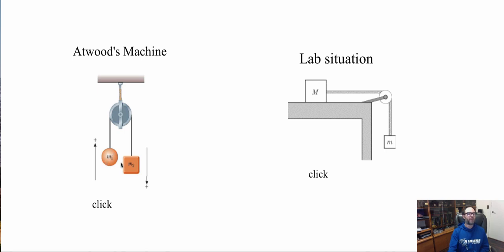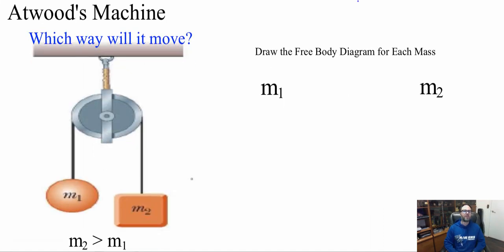So let's first take a look at how we solve things with this Atwood machine, where we have two masses that are in the balance, and one will obviously go up and one goes down if the masses are different. So let's take a look at our first example of an Atwood machine. In an Atwood machine, we have two masses suspended by a pulley. If the masses were equal, we would assume that neither of them would accelerate because the forces would be equal. In this case, though, we know that mass 2 is greater than mass 1. Therefore, by logic, we could assume that mass 2 would have a greater force, and mass 2 would accelerate downwards, and mass 1 would accelerate upwards.